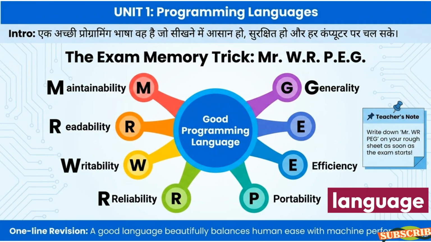A good programming language is easy to learn, secure, and can run on any computer. We can remember the 7 key characteristics of a good programming language using the exam memory trick, Mr. WRPEG, for maintainability, readability, writability, reliability, portability, efficiency, and generality.